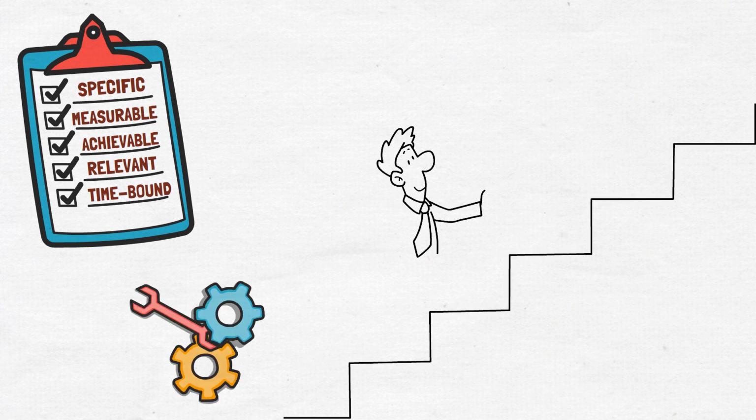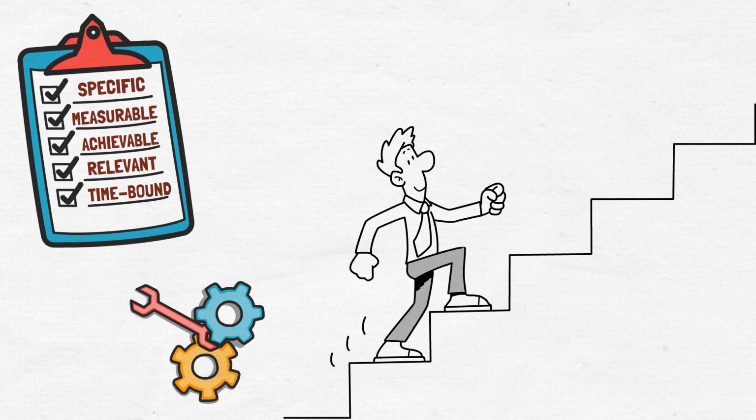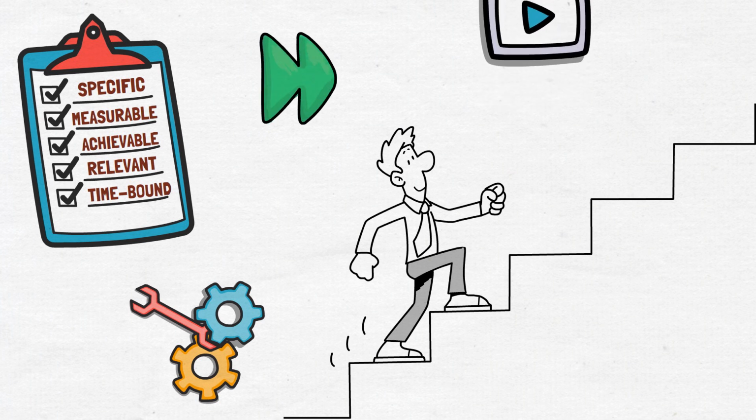SMART goals are specific, measurable, achievable, relevant, and time-bound. By the end of this video, you'll have the tools you'll need to set your goals effectively and see real progress. So, let's get started and watch till the end. We've saved the top tips for the very end of the video.